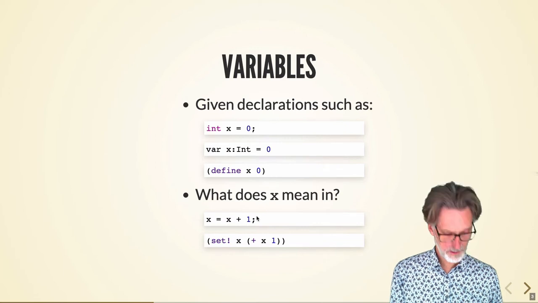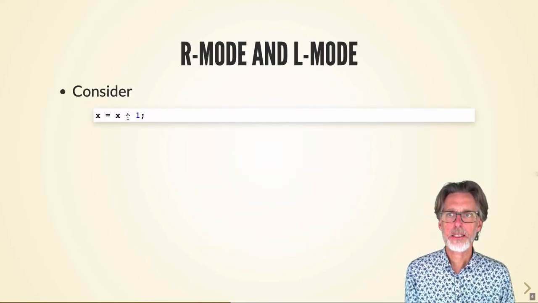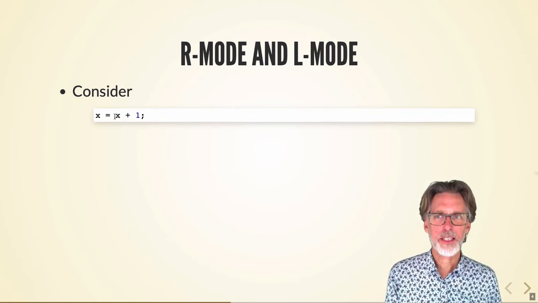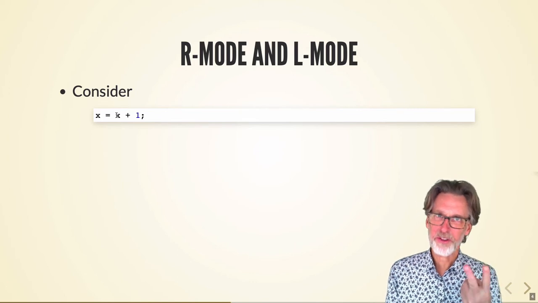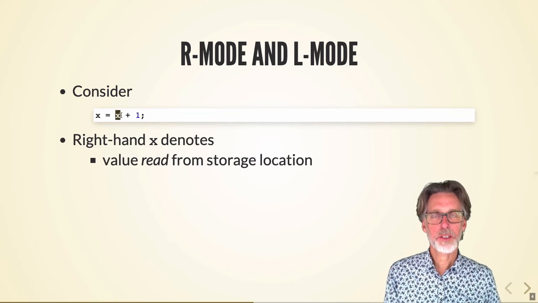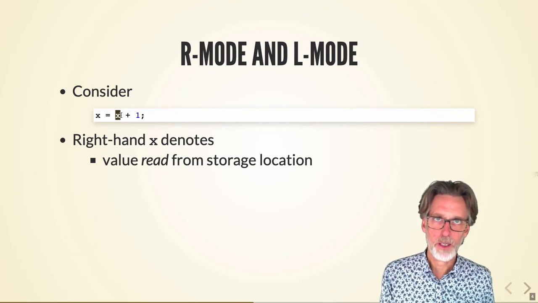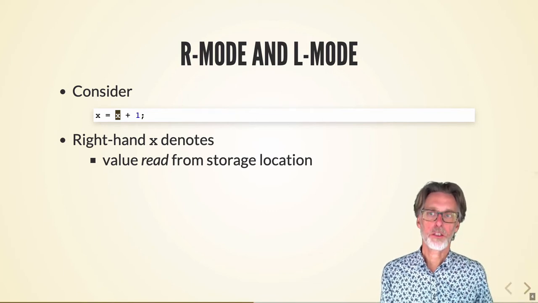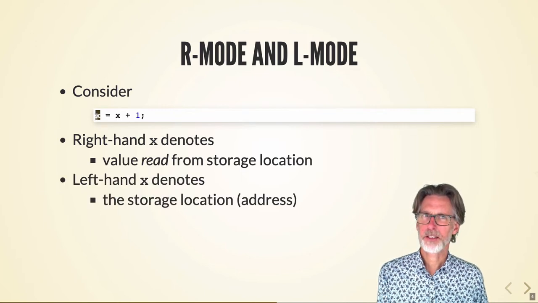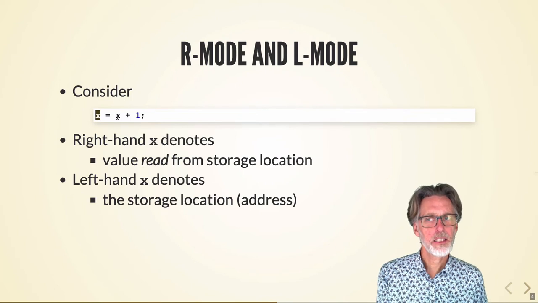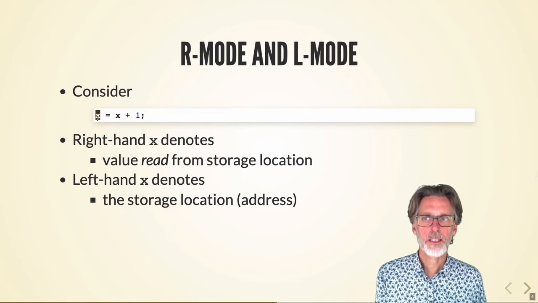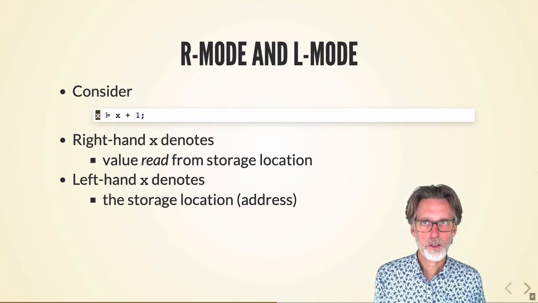Let's just zoom in on the C syntax. In this expression, what does X mean? And of course, the answer here is that there's two different meanings of X. If we look on the right-hand side, then X denotes the value stored at some location in memory. So we take that value, we add 1 to it. But then if we look on the left-hand side, this is not actually denoting the value of memory. No, this is saying I need to update the storage location denoted by X. So here it's actually referring to a storable location.